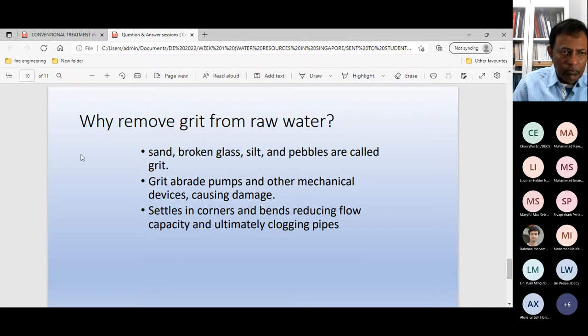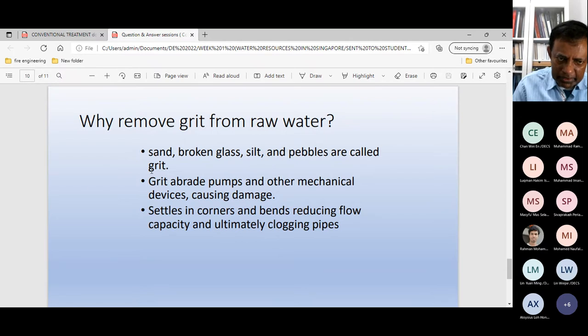Why remove grit particles from raw water? The grit particles are sand, broken glass, silt, pebbles, and all these are called grit. If you let water with grit particles go through, it will damage the pump because it will start abrading. In other words, it will cause scratching of the impellers, and thereby it can cause mechanical damage.